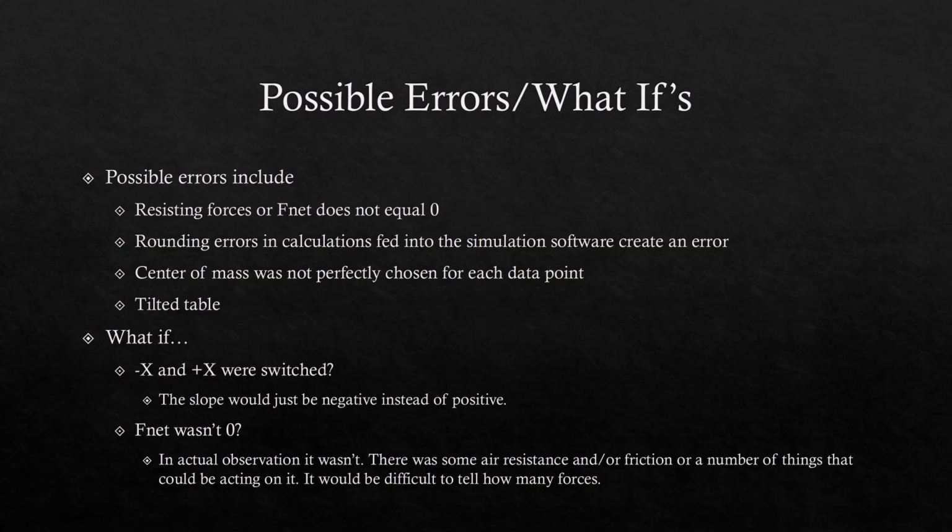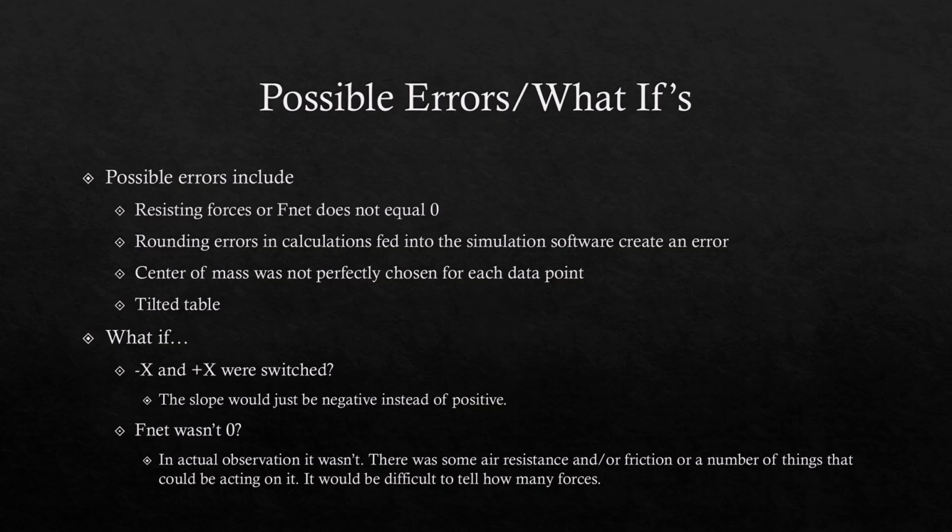Possible errors and what ifs. Possible errors include forces that do not equate to fnet of 0, rounding errors in calculations that could compound over time, creating errors, center of mass not being perfectly chosen for each point, leading to more discrepancies, and the fact that the table was tilted, like I said earlier.